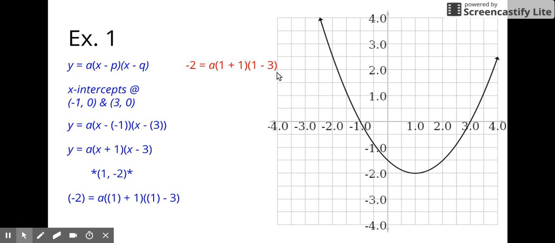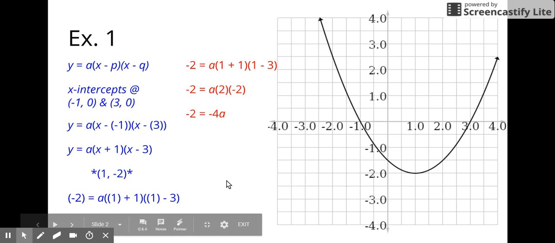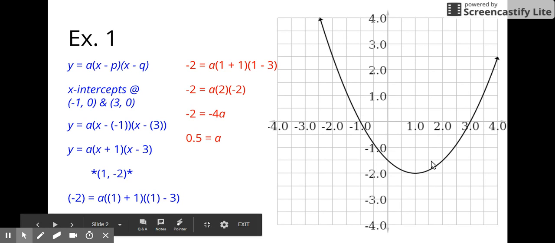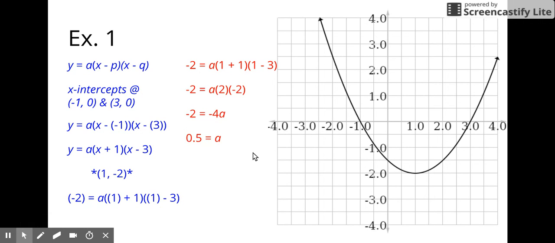We get 1 plus 1 times 1 minus 3. That's going to give us negative 2 equals a times 2 times negative 2, which gives us negative 2 equals negative 4 times a. Now you just divide both sides by negative 4, and you find your a value is 0.5. That makes sense with this parabola because your parabola opens up because your a value is positive, and it looks like it's slightly fatter than the parent function.